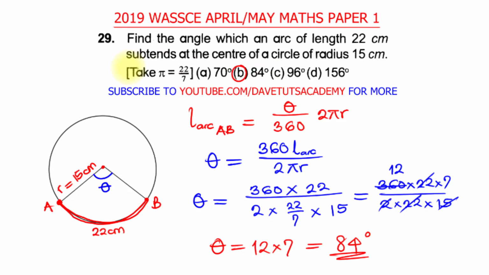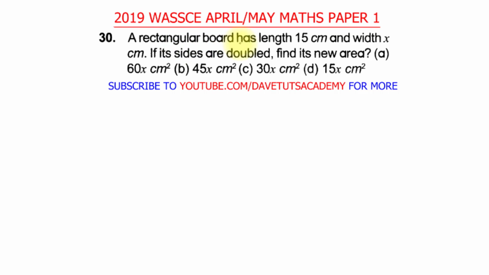That's option B. That is the correct answer for this question. A rectangular board has length 15 centimeters and width x centimeters. If its sides are doubled, find its new area. We need to be careful with this question because of the kind of information being supplied. So if we take this as the rectangular board, we have length 15 centimeters by x centimeters.